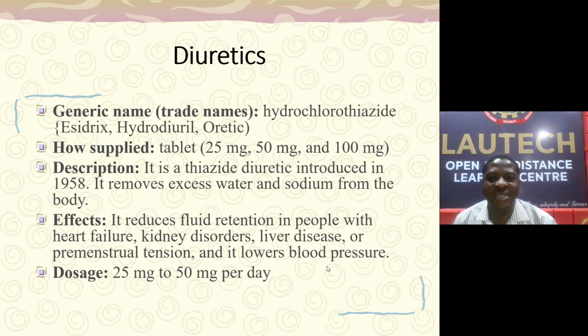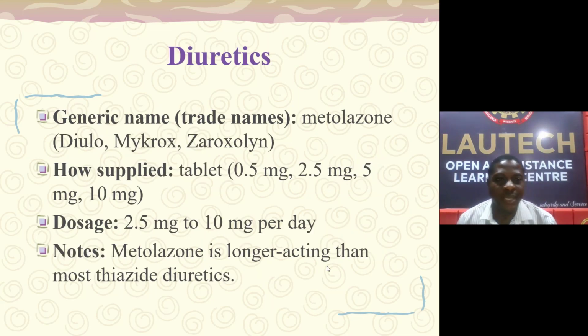Description. It is a thiazide diuretic introduced in 1958. It removes excess water and sugar from the body. The effect in the body is that it reduces fluid retention in people with heart failure, kidney disorder, liver disease, premenstrual tension, and it lowers blood pressure. The dosage is 25 milligram to 50 milligram a day.